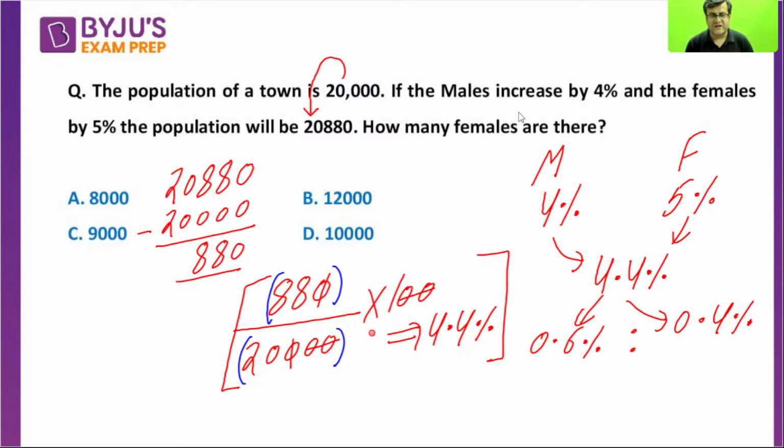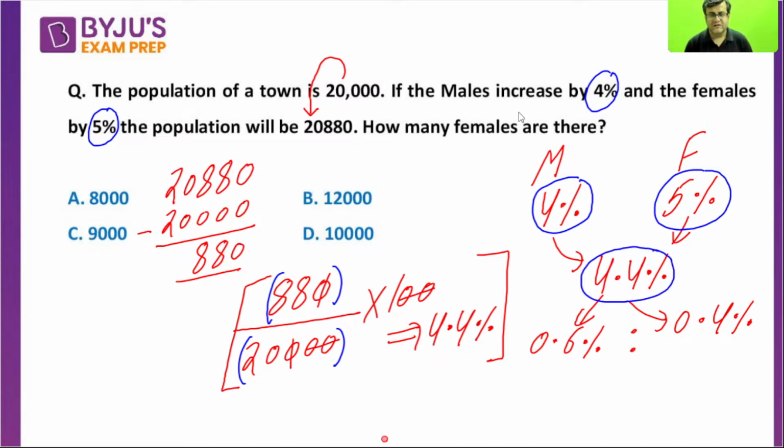Now one thing I can say, male increase 4% is already given. Female increase by 5%. This is already given. Overall 4.4% increase. This is what we calculated. Okay. Now is it clear? The gap between these two, I'm using alligation method. Gap between these two is 0.4. Gap between these two is 0.6.